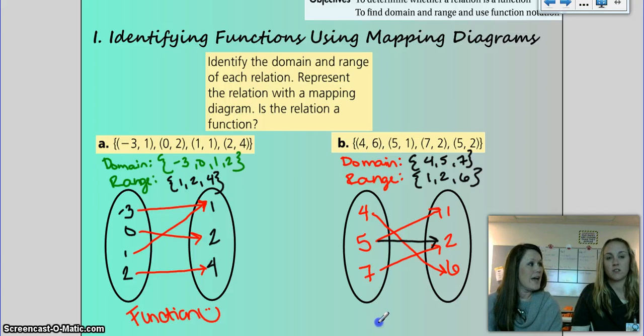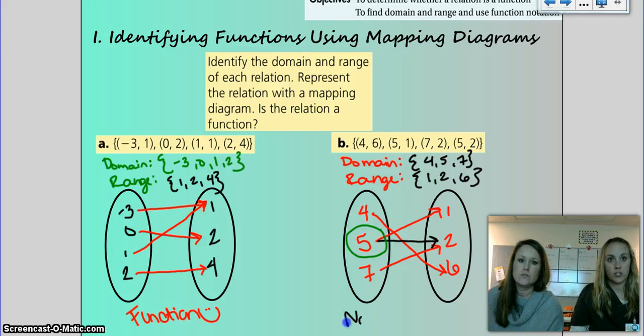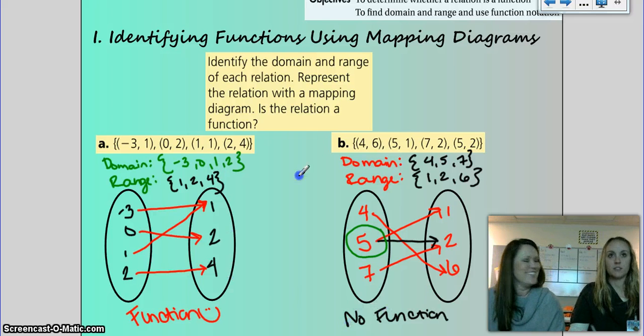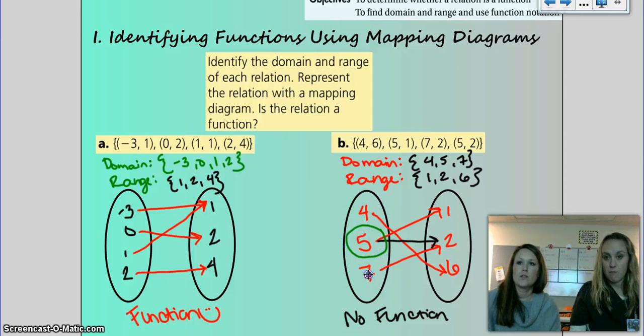Yeah, 2 arrows coming out of the 5. That means that input has 2 outputs, so it's not a function. So this one doesn't matter. It's this guy that made it not a function.